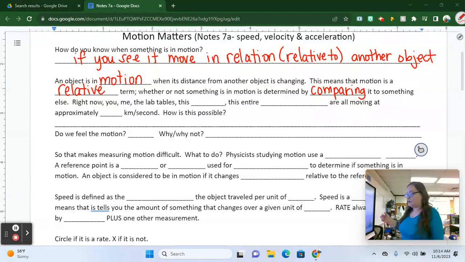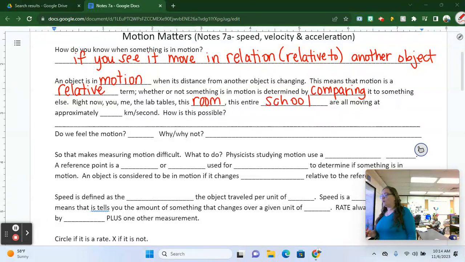So right now, you, me, the lab tables, whatever place you are in right now, we're all in motion. So this room, this entire school are all moving at approximately 30 kilometers a second. 30 kilometers a second. That's really fast. That's like 60 miles an hour. It's really fast. 70 miles an hour.